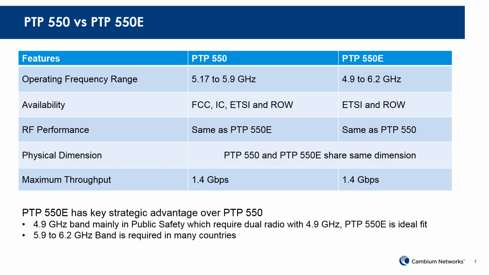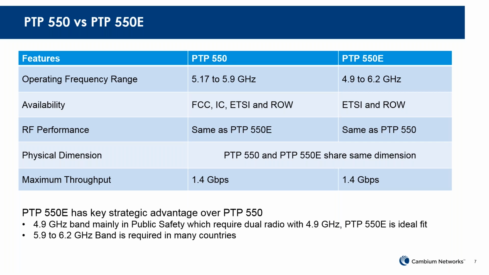From RF performance, there's no difference between the 550 and 550E. Essentially, it's the same, be it high capacity, the types of channel sizes supported, the throughput, or the interference level that it mitigates as well. Dimensions are also exactly the same. They share the same housing. The max throughput is also common between them, 1.4 gigabits per second.